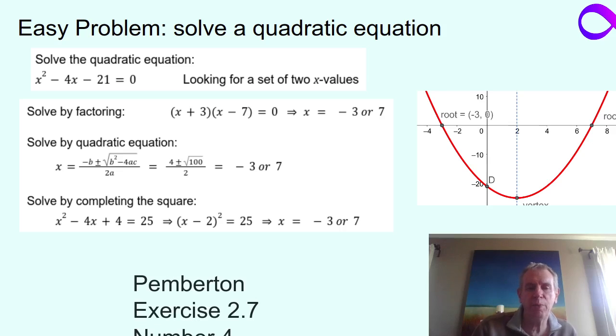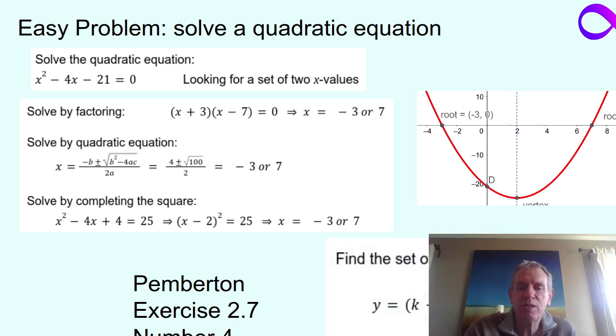But let's look at a little bit more complicated question, such as Pemberton exercise 2.7 number 4. And here it is. Find the set of values of k for which the curve y equals (k plus 1)x squared minus 3x plus k plus 1 lies below the x-axis. The curve lies below the x-axis, and there's the curve.